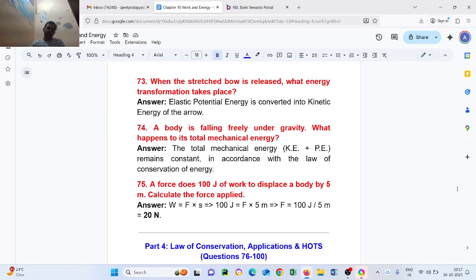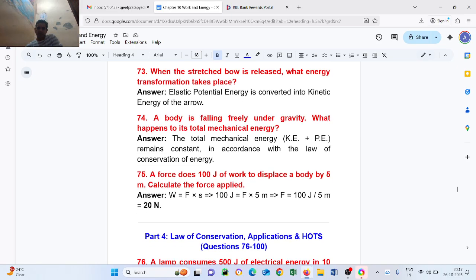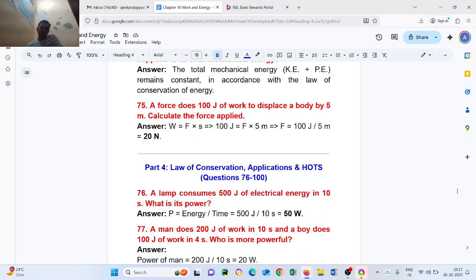Question number 75. A force does 100 joule of work to displace a body by 5 meter. Calculate the force applied. W equal to F into S equal to 100 joule. F into 5 equal to 100 joule, so F equal to 100 joule upon 5, F equal to 20 Newton.